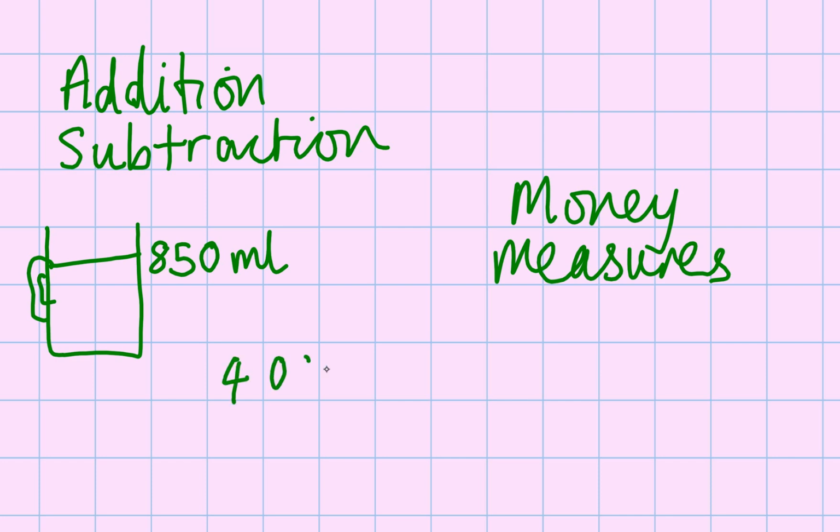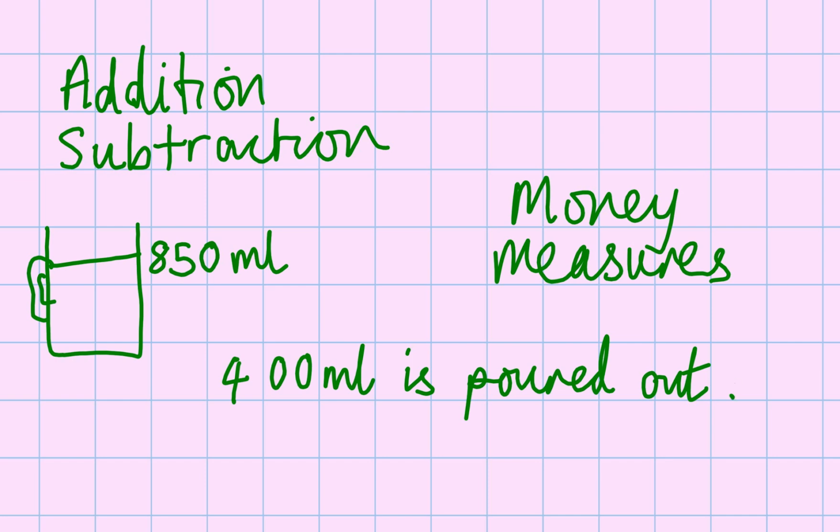400 milliliters is poured out. How many milliliters is left? So this is the question of doing 850 subtract 400, something that we would expect children in Year 4 to be able to do mentally. But it is a one-step operation. There's only subtraction involved.